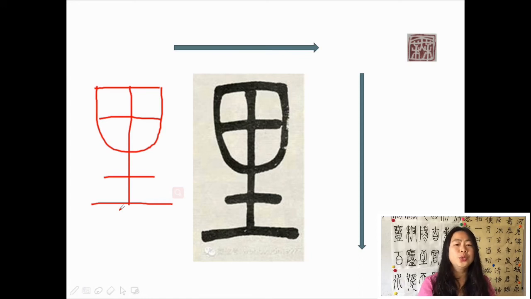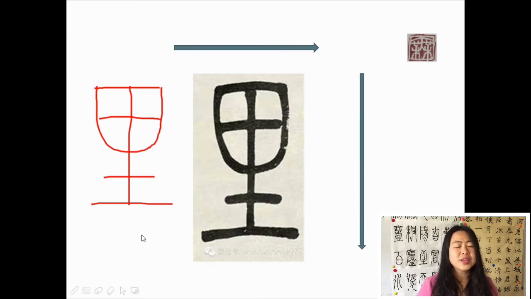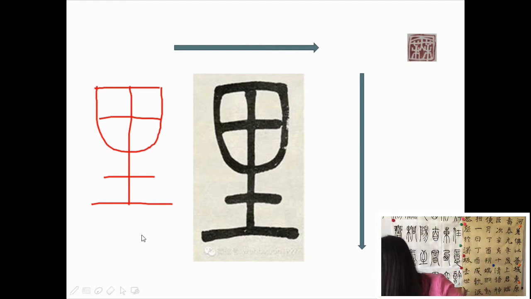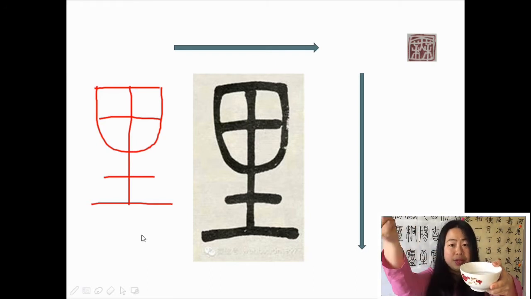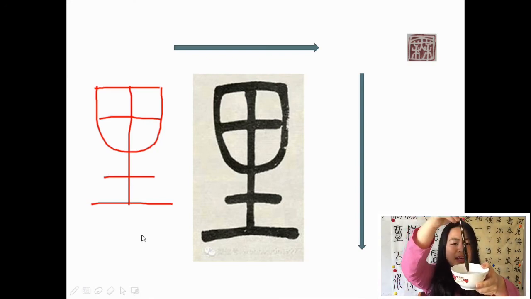Now I will show you how to write this character with a brush. But before we start, let's review something. What do we do with this dry brush? We need some clean water. This is clean water. Then we put the whole brush in the clean water for a while until it's completely wet, not only the surface but completely wet.